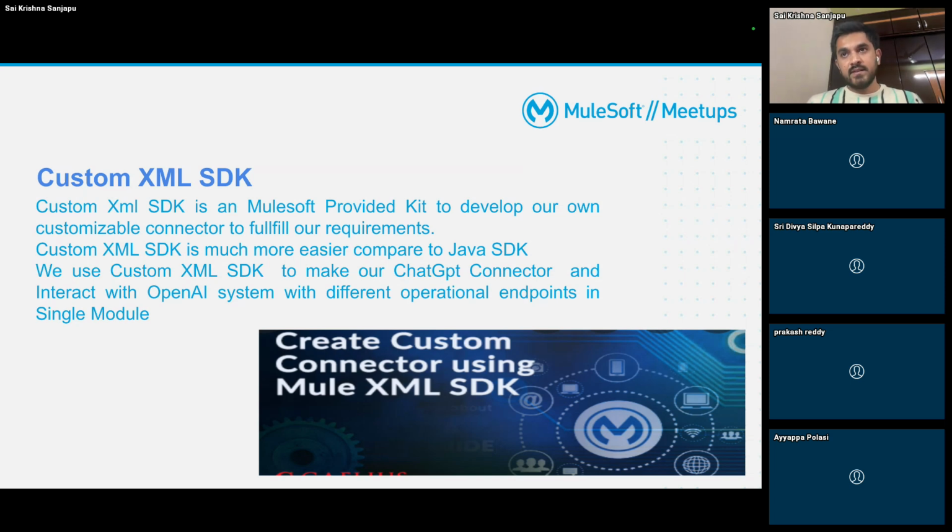Basically, a connector is like a function you're calling, and it does all the logic of that function on the backend and gives the response. So if you want to build SDKs that will be useful across all our projects, there are two SDKs that MuleSoft provides to implement our custom-level logic: the XML SDK and the Java SDK. I use both, but compared to Java, XML is very easy. It's not that you must follow XML or Java.